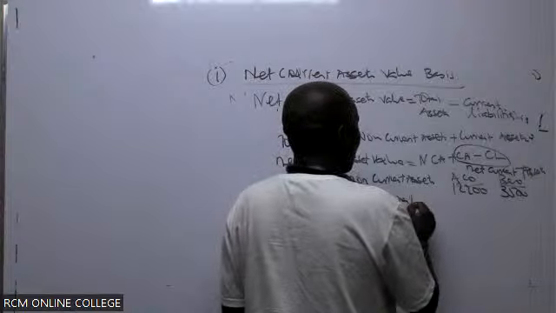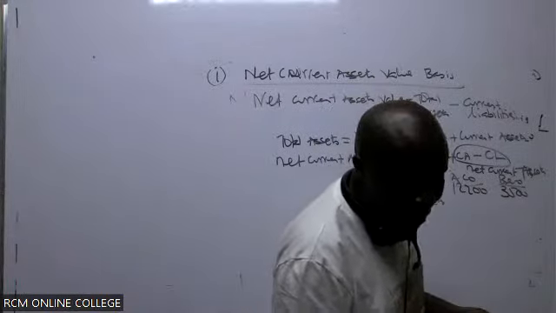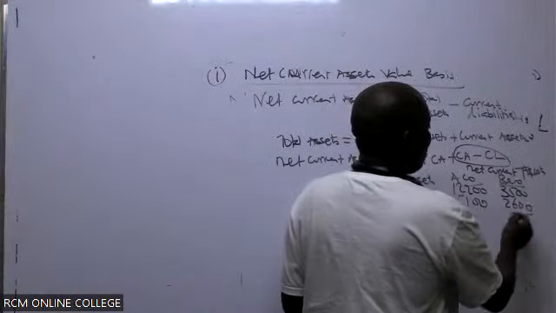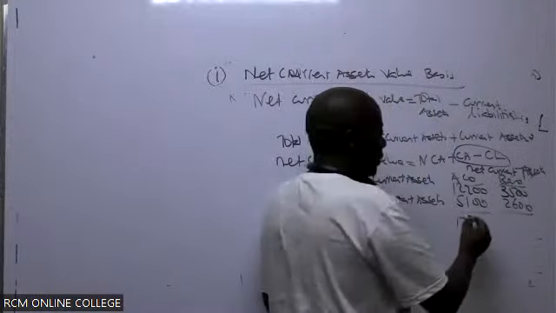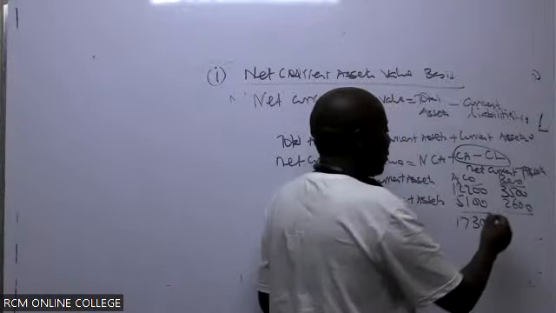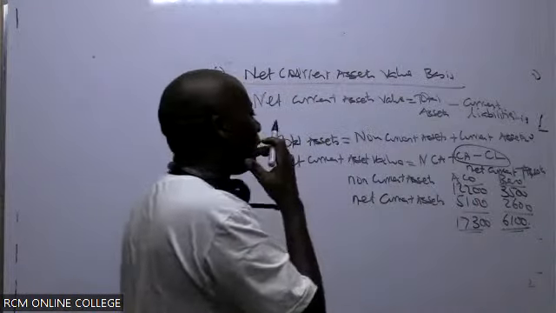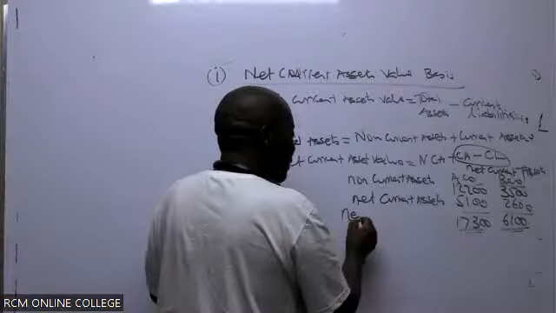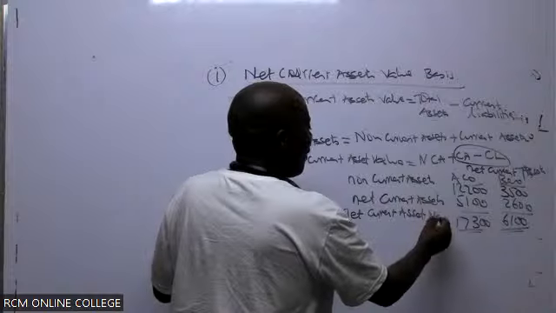And then the net current assets. They have given me net current assets. What do we have there? 5,100, and that's how they got these figures of 17,300 versus 6,100. So these are our net current asset values.